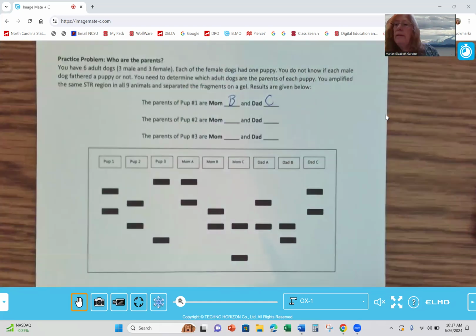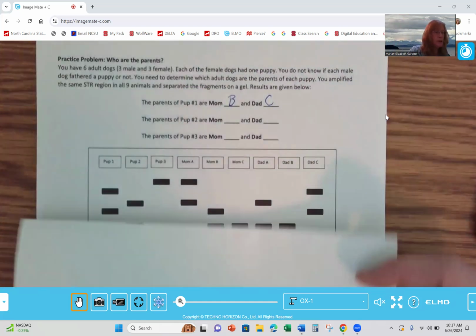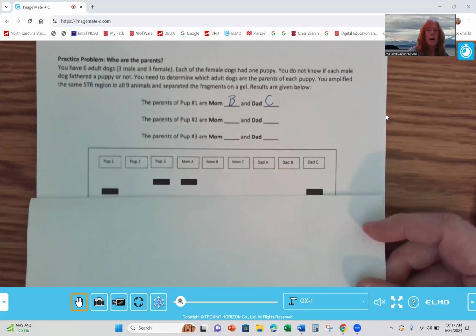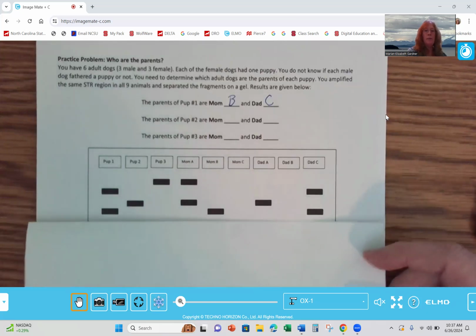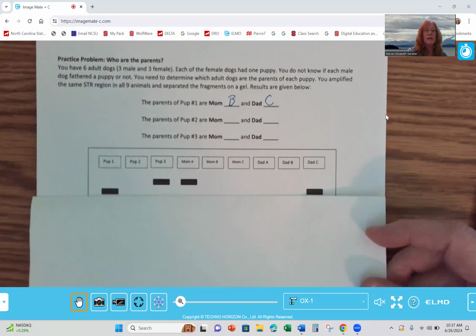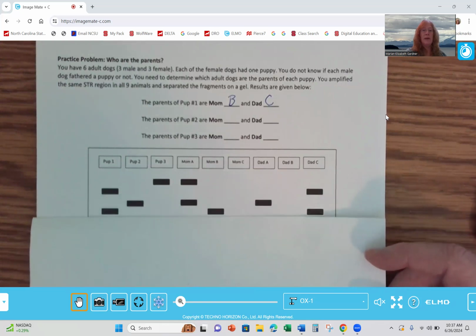One thing that you may find helpful is to use a piece of your scrap paper to help you track these lines across, so we can see the only band that was in common with pup 1's top band was dad C, and the only one here that was a mom was mom B.